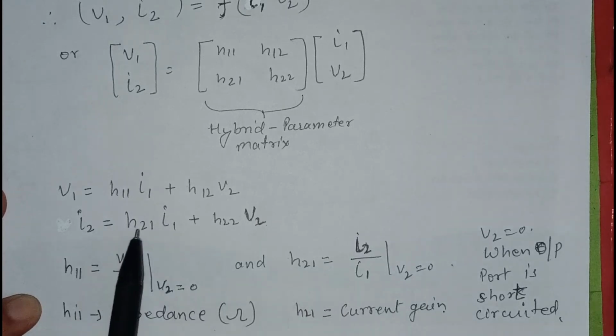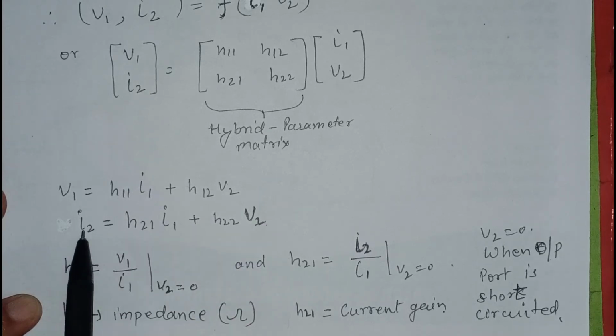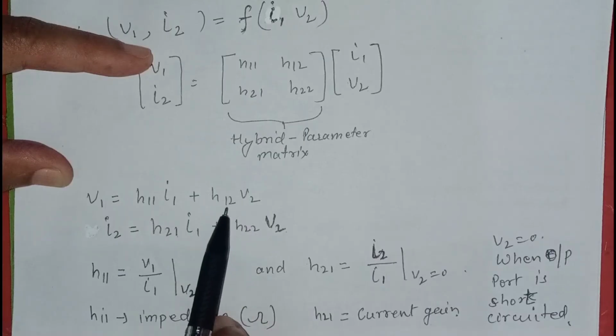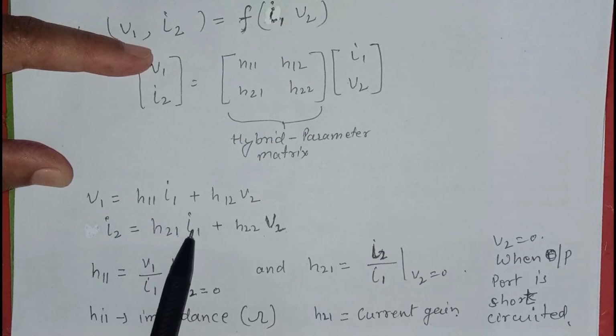Similarly, here this term becomes 0, so H21 equals I2 upon I1. This H21 is I2 upon I1, and this is a unitless quantity, and we can say this is the forward current gain.